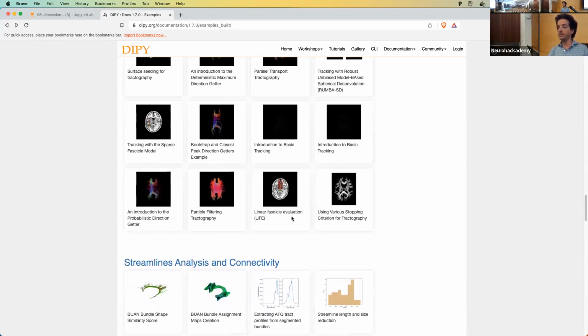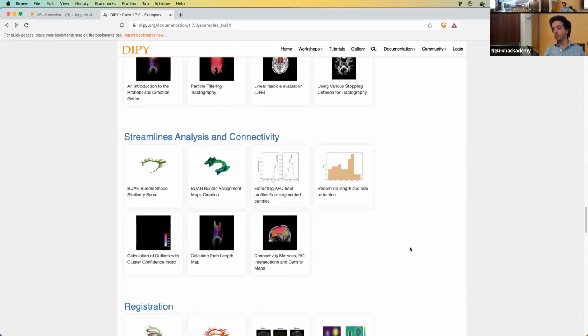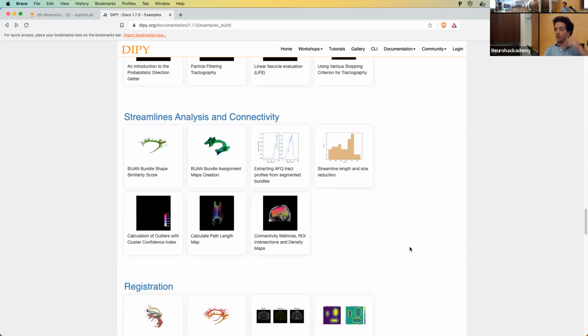And evaluate, again, this is a method that uses cross-validation in order to evaluate the streamlines instead of evaluating the single voxel models. Once you've done that, you can do streamline analysis, connectivity, analyze tissue properties along the length of bundles that you've extracted.